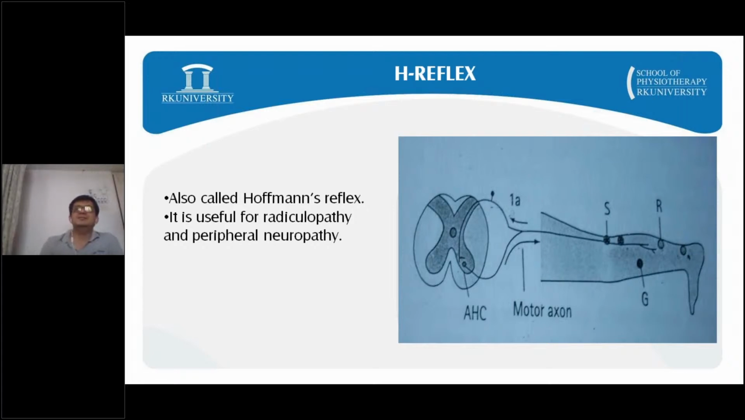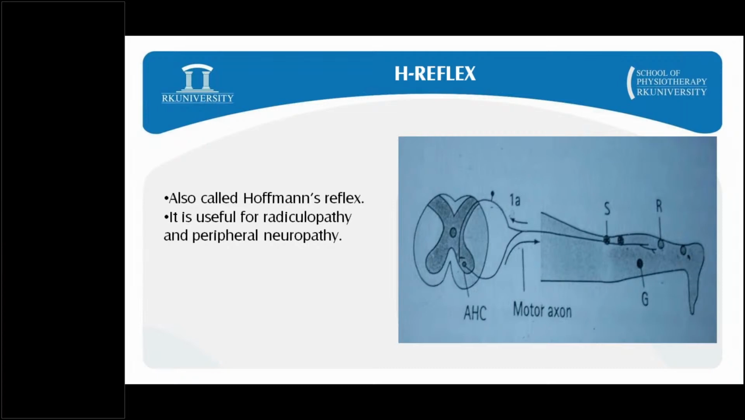Here we are bypassing muscle spindle. What we are doing, we are directly stimulating sensory component of tibial nerve from popliteal fossa, and it will be entering into the spinal cord. Okay, and will cross the synapse, will come back, and will be recorded from soleus. So it is nothing but ankle jerk. It is the reflex arc of ankle jerk only, but we are bypassing muscle spindle.